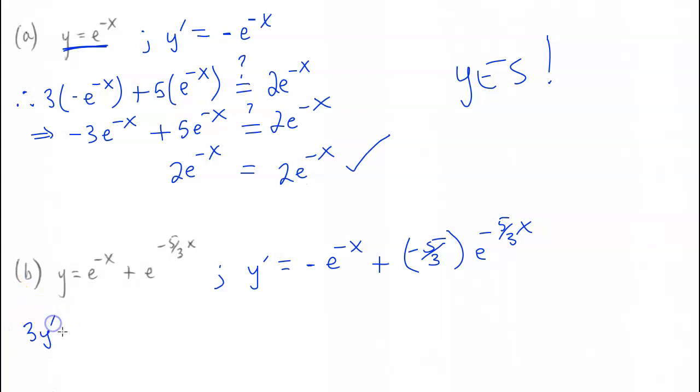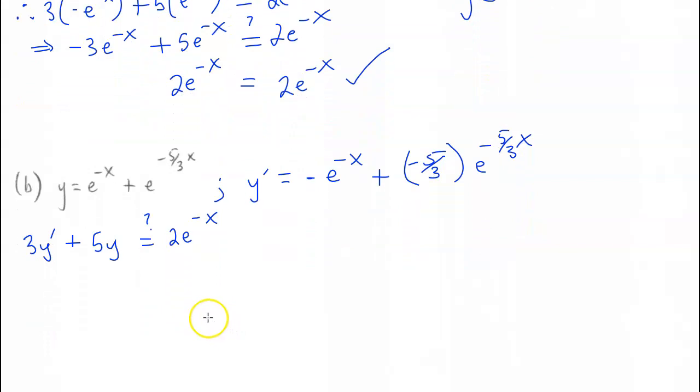So we have 3y prime plus 5y. Does that equal 2 times e to the minus x? So we just substitute in. y prime is going to be this: minus e to the minus x minus 5/3 e to the minus 5/3 x, and then plus 5 times our original function.